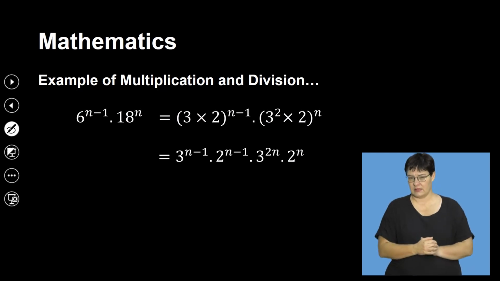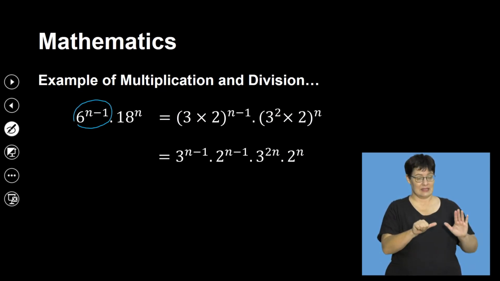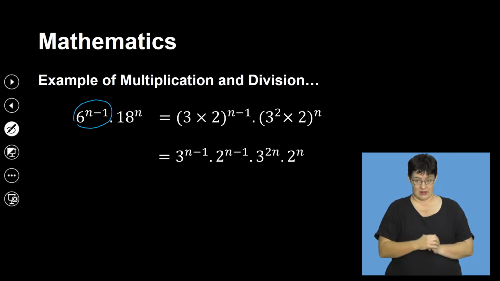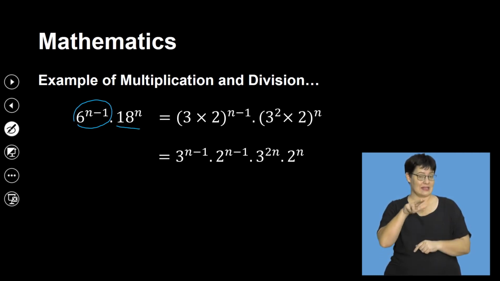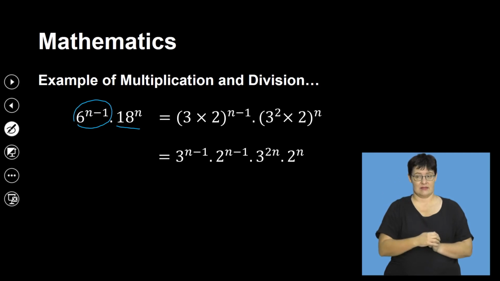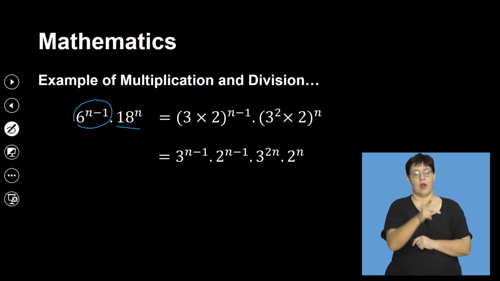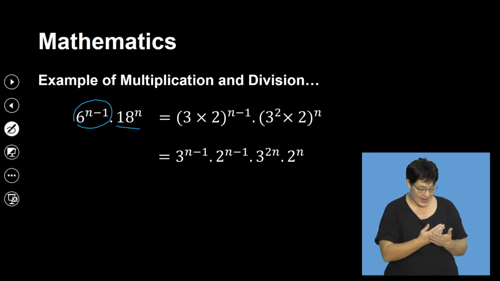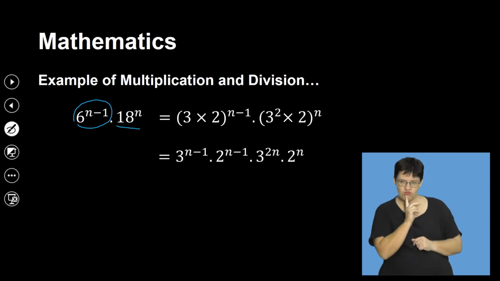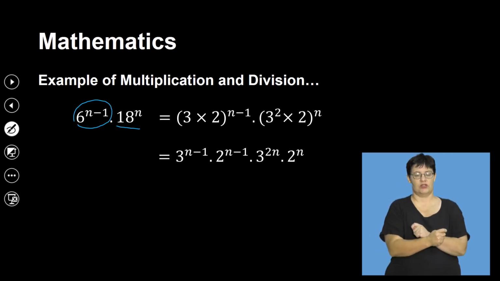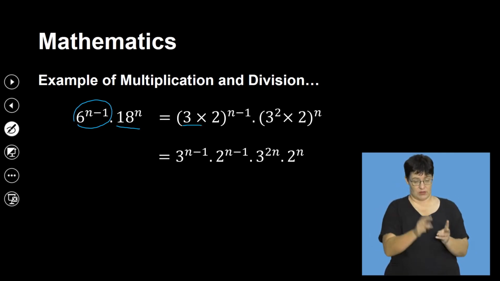So if I have 6 to the exponent of n minus 1 multiplied by 18 to the exponent of n, you're going to rewrite these terms as prime numbers, right? But only if it's possible to do that. Just from the get-go, change it to exponential form. But if you cannot, then you can write it as a product of two prime numbers.